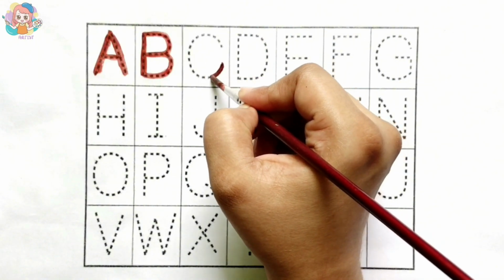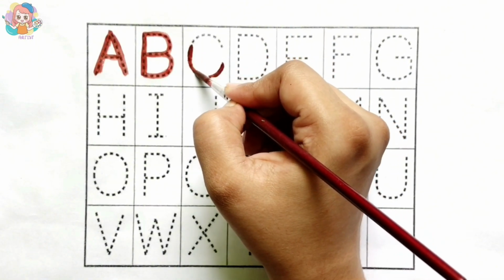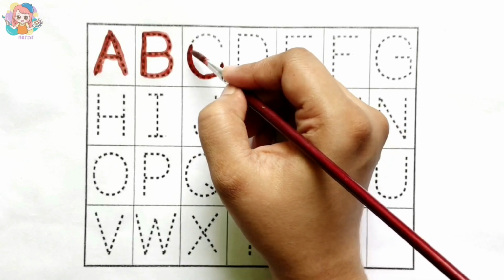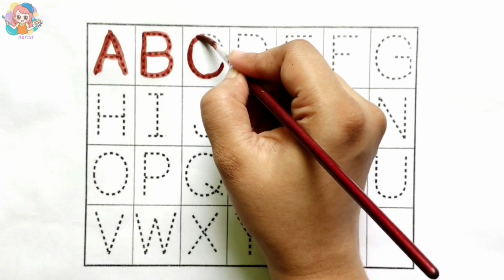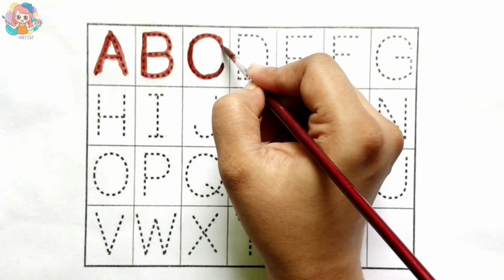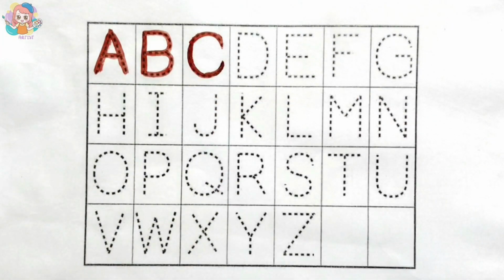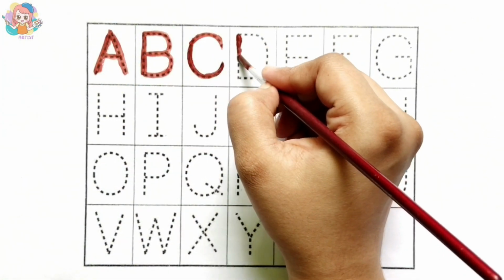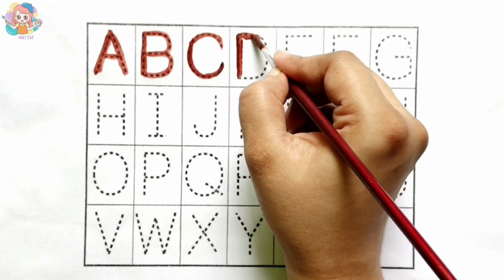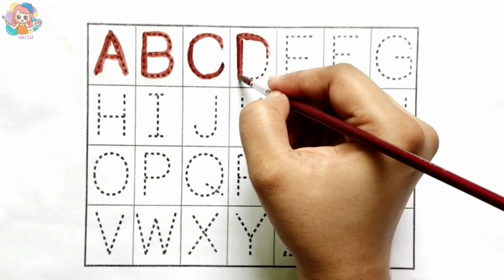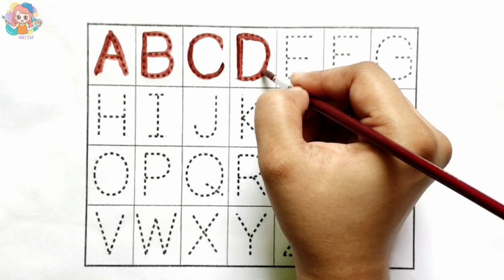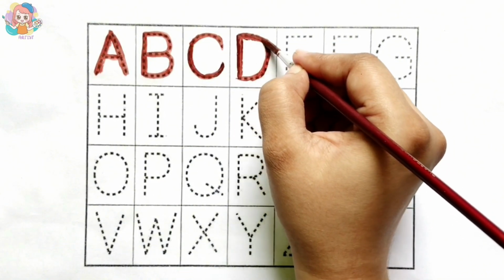C for carrot. D for dog. Now I know my ABCs. Next time, won't you sing with me?